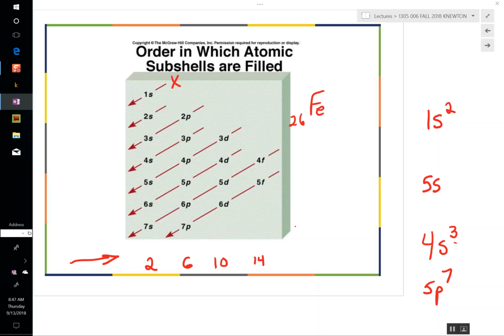What's the big difference? Neon has 10 protons in its nucleus and 10 electrons, has no charge, bounces around, doesn't get stuck on anything, doesn't react with anything. Fluorine has a -1 charge. The fluoride ion.